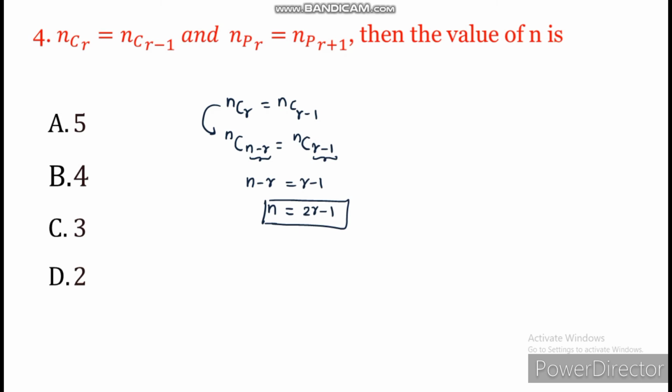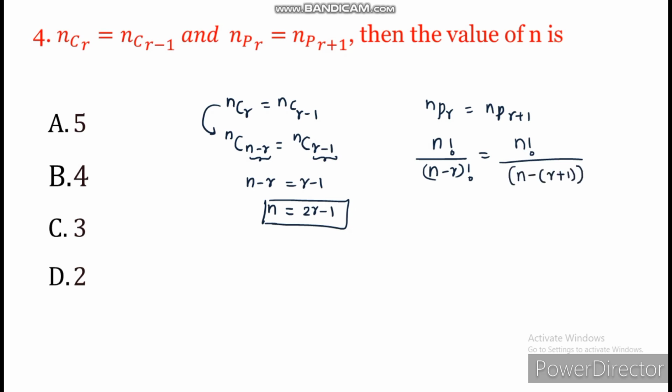Next, let us use this relation: nPr equals nP(r plus 1). Now let's use the definition of nPr. nPr is given by n factorial by (n minus r) factorial. Here also nP(r plus 1) is given by n factorial divided by (n minus r plus 1) factorial. I am just using the definition of nPr. So here instead of r we have r plus 1. Now n factorial gets cancelled.